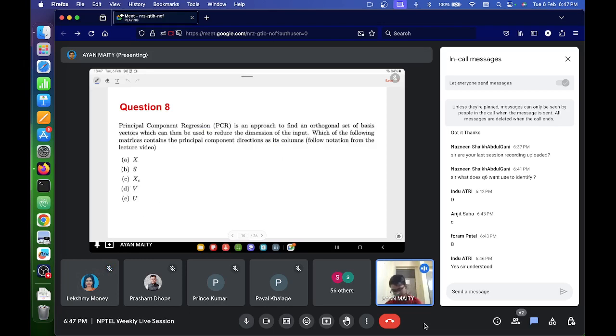Question 8. Principal component regression is an approach to find an orthogonal set of basis vectors which can be used to reduce the dimension of the inputs. Which of the following matrices contain the principal component directions as its columns? Following the notations from the video lectures, so all the matrix notations that were used, you have to remember those notations. So which matrix contains the principal component directions as its columns? X, S, X, C, V, U. These are the options.